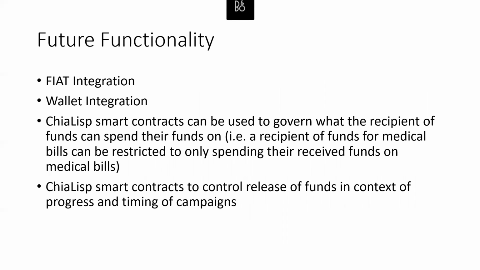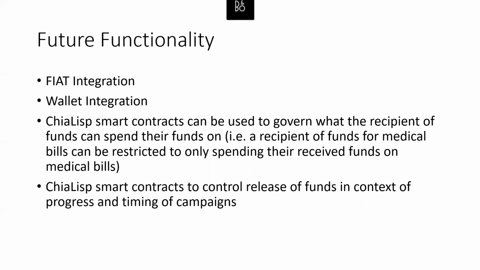Future functionality, we're going to work on building fiat integration. Not everybody would want to contribute in Chia, so we'd have to have a way to integrate potential contributions in dollars or euros and convert them into Chia. Similarly, on the pay side, not everybody who is going to receive funds is all that familiar with Chia, so we'd want to have a way to convert Chia back to dollars or euros or whatever their particular currency is. Wallet integration, we'd like our website to integrate with the major Chia wallets, make it really easy to set up a campaign and receive funds from a campaign.